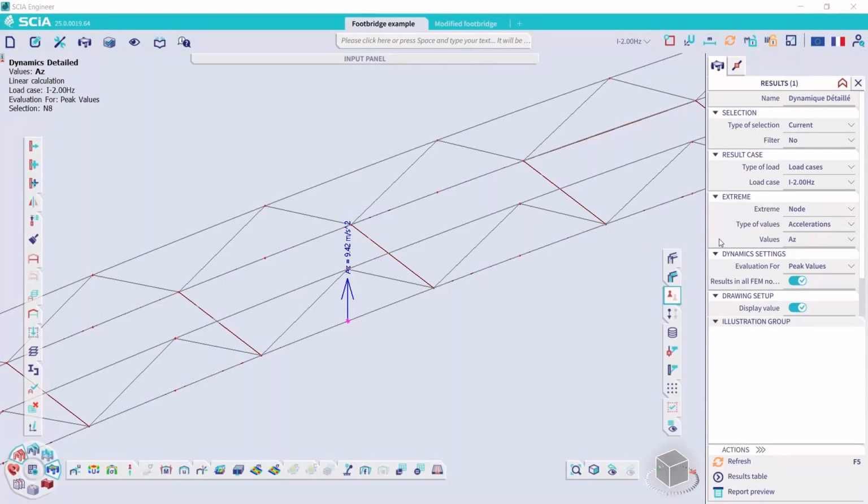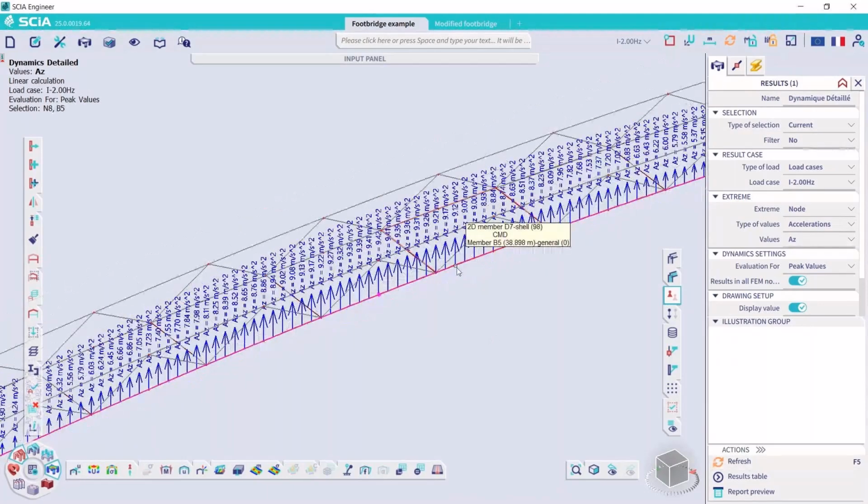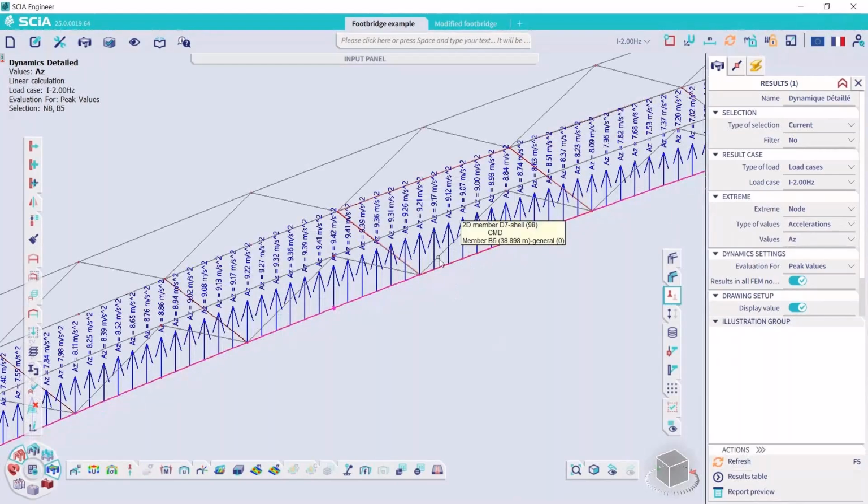Now I will show you also another option, which is to show the results on a beam with the results on FEM nodes. As you can see now, it depends on how we divide our beams in the solver and how many subdivisions we divide it. So we will have a value of acceleration or displacement or velocity on each FEM node along the member. And it can also be obtained on a surface element, as you can see in here.